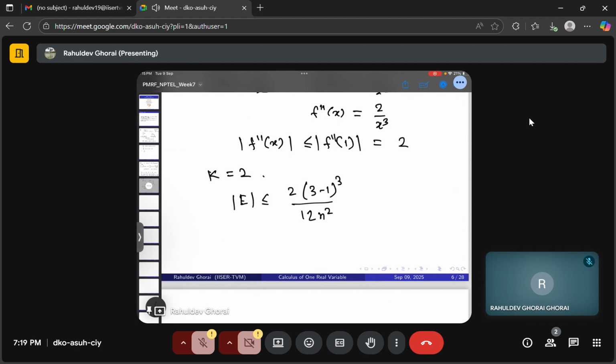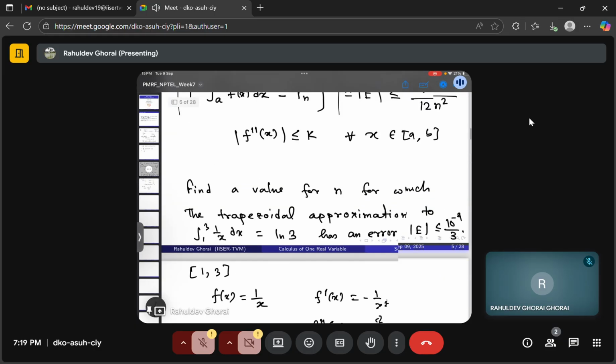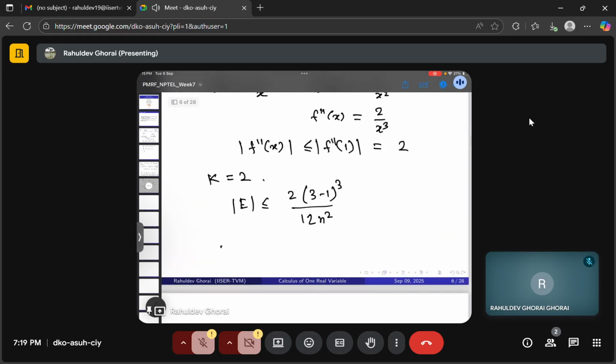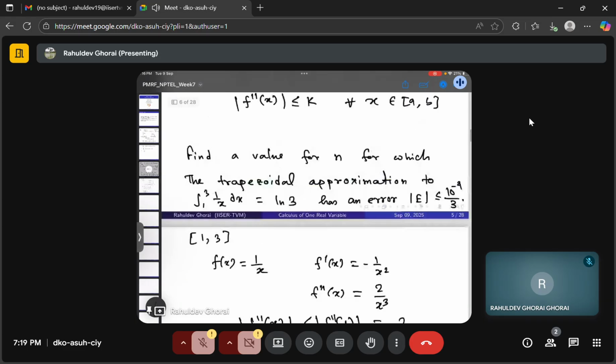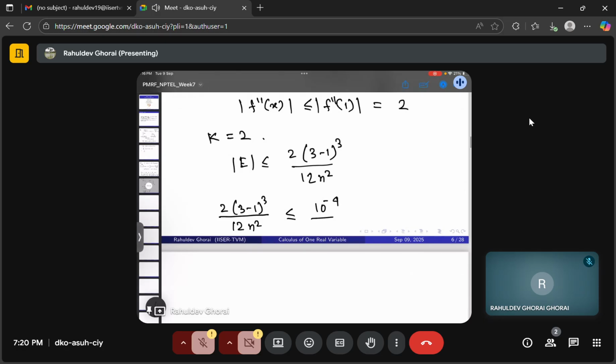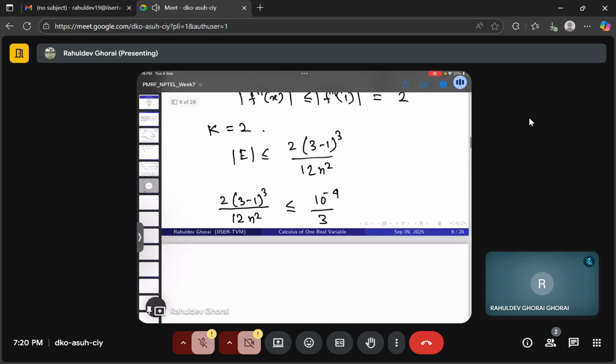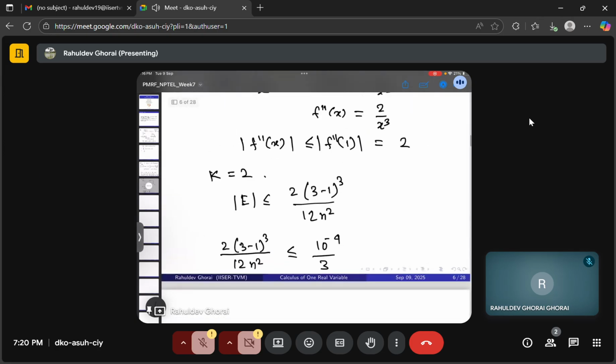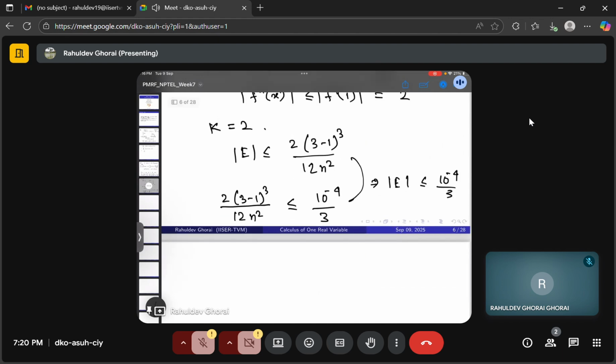So to find a value for n for which E will be less than or equal to 10 to the power minus 4 over 3, you can simply take 2 times (3 minus 1) whole cube over 12 n squared to be less than or equal to 10 to the power minus 4 over 3. If this happens, then we can say that this error is less than or equal to that, because this and this together imply E less than or equal to 10 to the power minus 4 over 3, right? A less than b, b less than c, so a less than c, right?